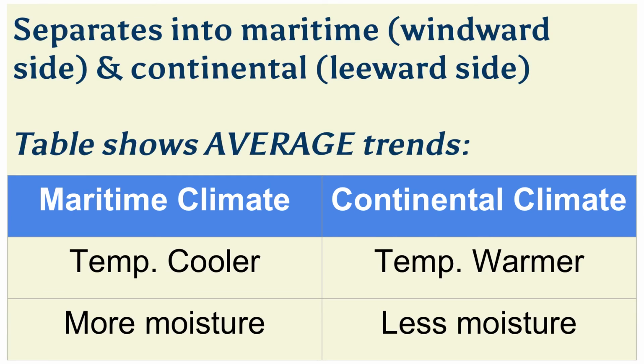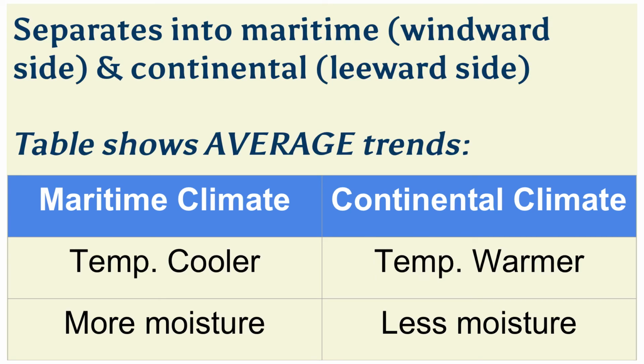Mountains also separate regions into maritime, that would be the oceanic air masses. Those are going to be on the windward side of a mountain, and it separates them from continental air masses, which are going to be on the leeward side of the mountain. Here I've got a very simple table. This table shows the average trends for a maritime climate and continental climate. So these are just trends.